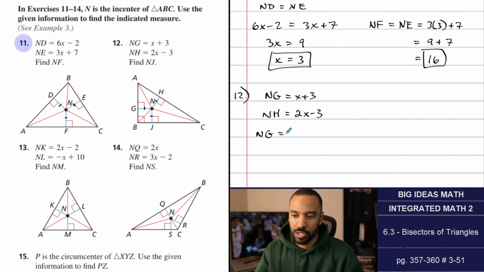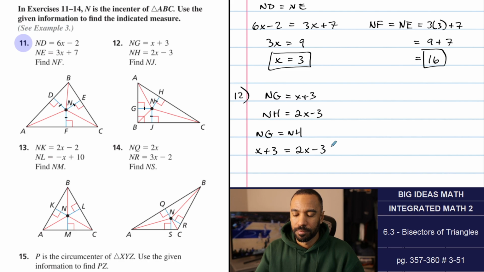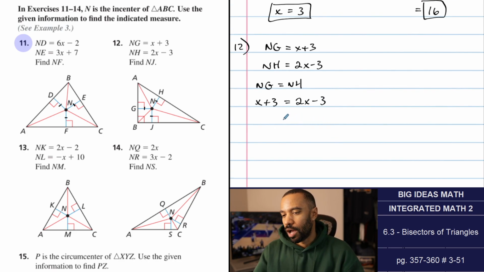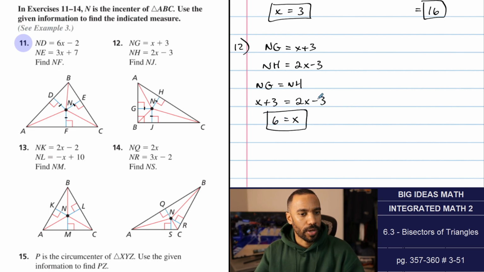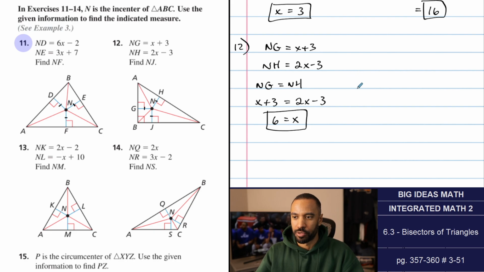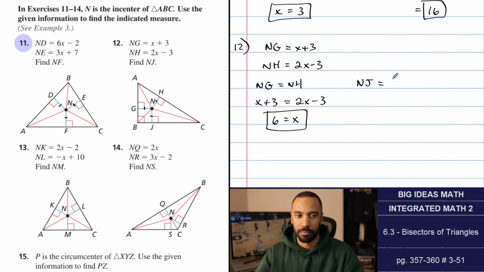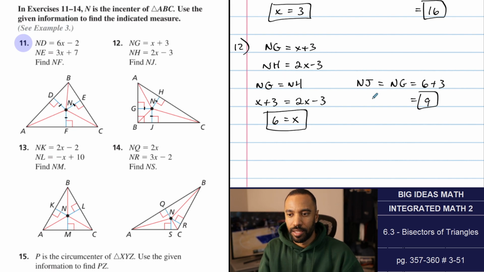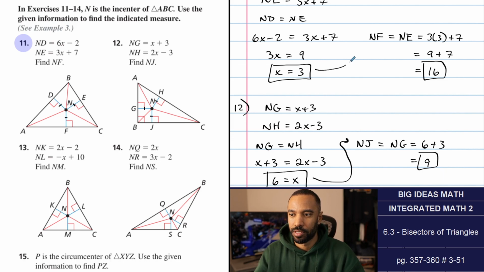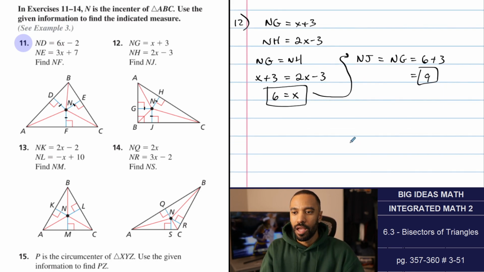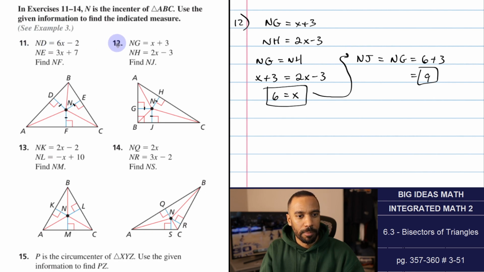So NG equals NH. We're going to set x plus 3 equal to 2x minus 3. Let's solve for x. I'm going to subtract x over and add 3 over. X equals 6. Okay, we got to find NJ. It should be the same length as both of those other ones. So NJ is going to be the same length as NG, which is 6 plus 3, which is 9. So all of those have a length of 9, including NJ. Yes, indeed. Let's kind of draw arrows to those guys here. That one and that one. So I'm labeling the information. All right, that was number 12.